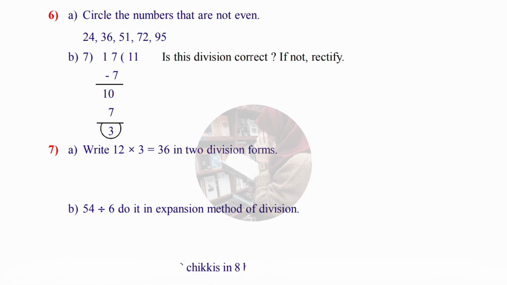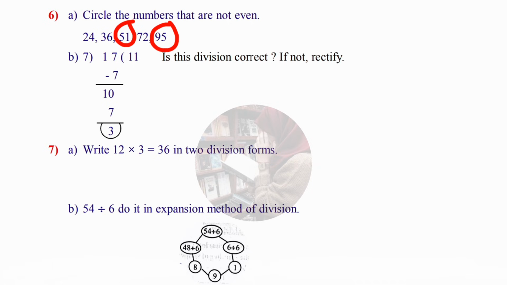Here given, circle the numbers that are not even. Some numbers are given, we have to circle which are not even. So 51 is not even, 95 is not even. That's why please circle both the numbers.